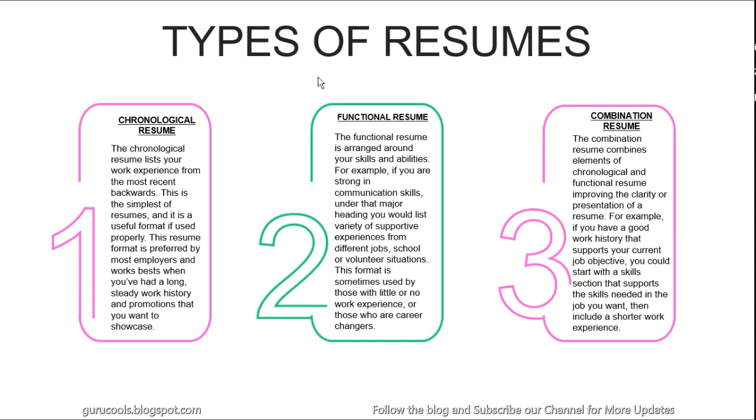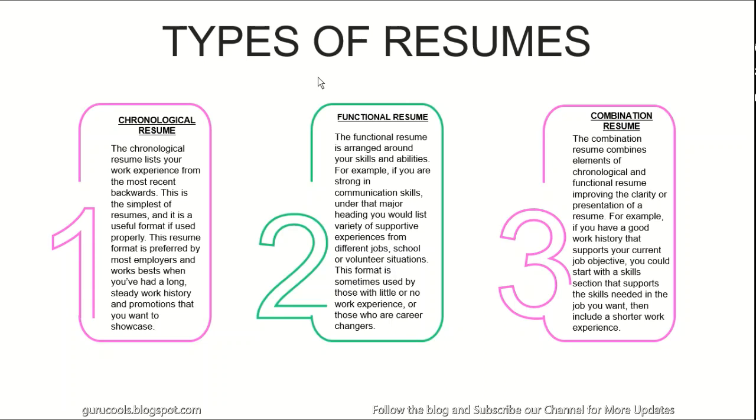So a chronological resume lists your work experience from the most recent backwards. The recent work experience you have to mention first, and then it goes on. Say you are currently working for ICICI, you mention ICICI. Before ICICI, you may have been working for LIC. Before LIC, maybe you were working for HDFC. So these are the things you are going to mention, the recent one first and the later ones after. So in a chronological resume, you mention the latest work experience first.